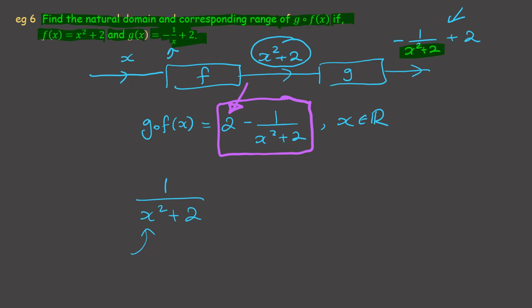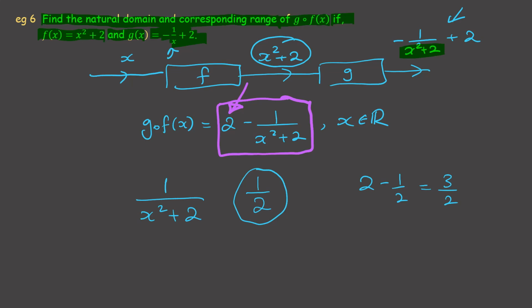That means that a half is going to be the largest possible value of this fraction. As x gets bigger, the fraction gets smaller and smaller. Now if we have 2 take away a half, that's going to be 1.5 or 3 over 2.